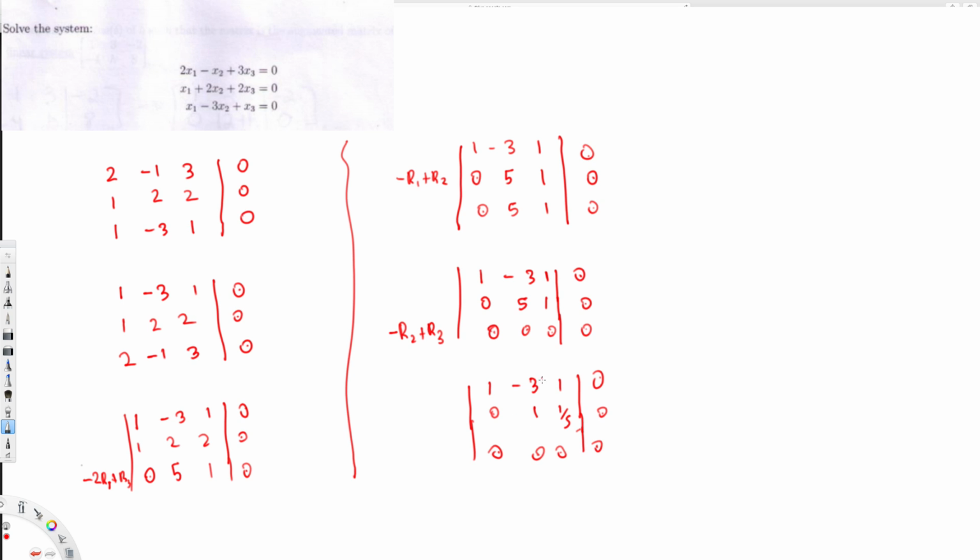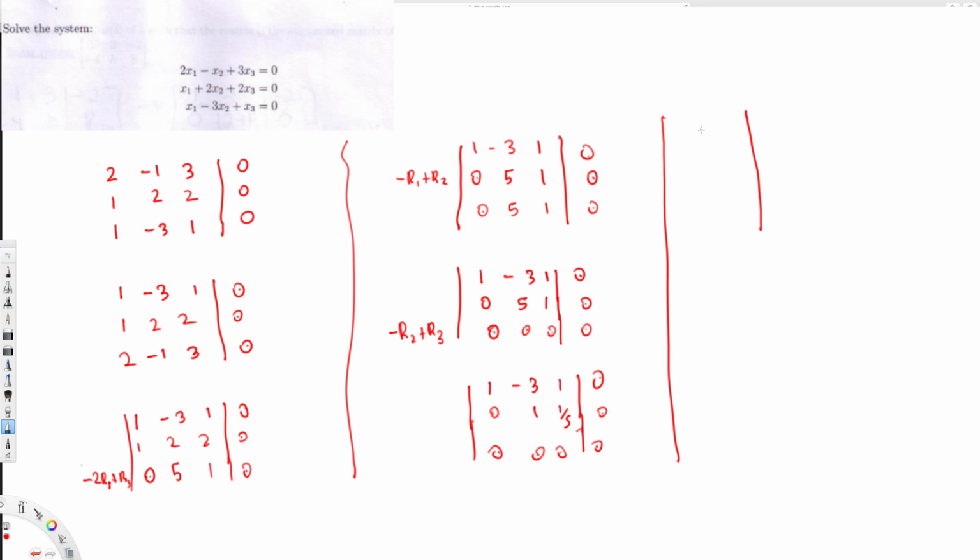And now I can eliminate the value above the pivot. We have to have whatever the value above the pivot equal to 0. So in this case, I have to eliminate the -3 right here. To eliminate, I can multiply the second equation by 3 and add it to the first equation. So if I do that, let's see what happens.